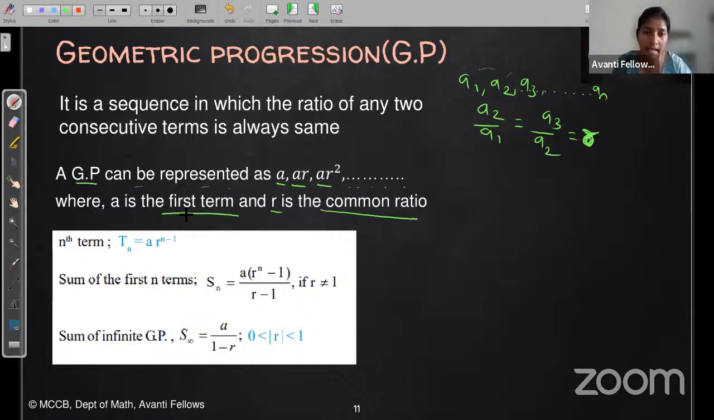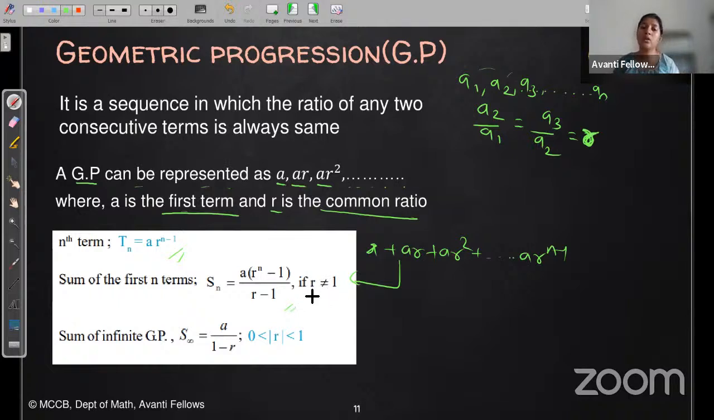Well, if A is the first term and R is the common ratio, then what will be the nth term? The nth term will be represented by A into R raised to N minus 1. And the sum of the first n terms, that is A plus AR plus AR squared, so on up to AR raised to N minus 1. The sum of these terms will be equal to Sn is equal to A into R raised to N minus 1 divided by R minus 1.